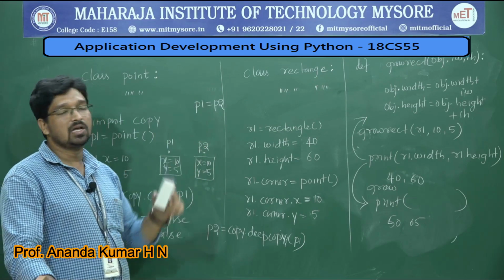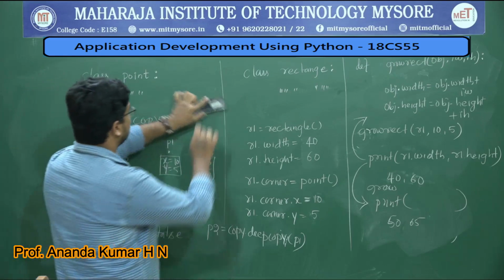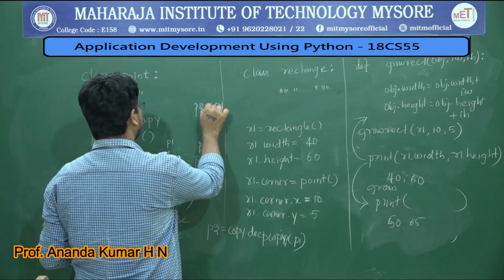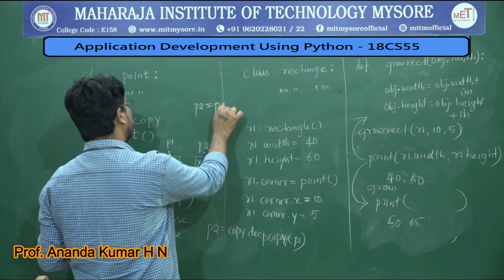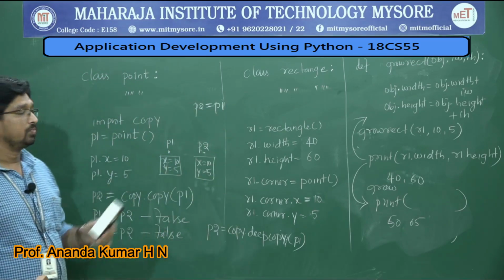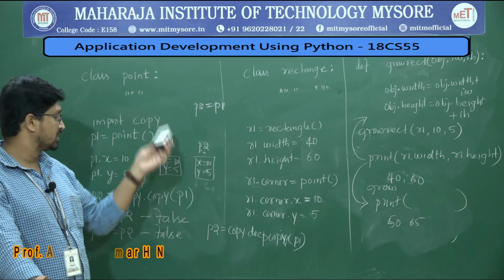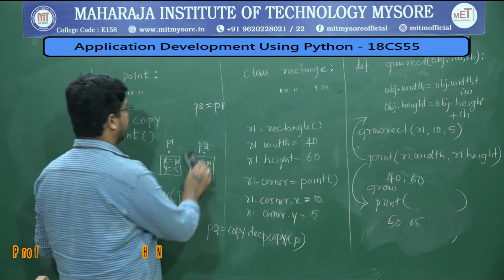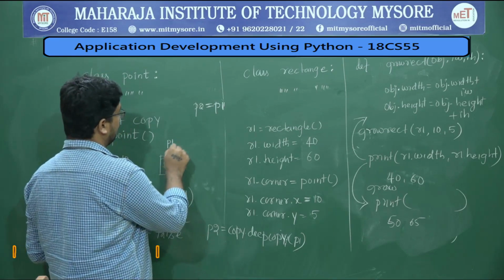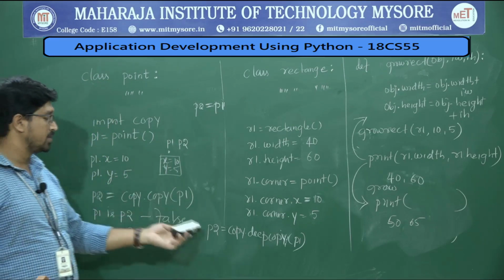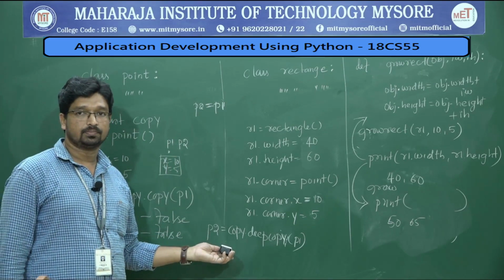So if you perform only a single equals, not P1 is equal to P2, it is P2 is equal to P1. So P1's reference is copied to P2, meaning a single memory location. It won't create two copies, just a single memory location with two names, P1 and P2. So that is what happens with a reference copy.